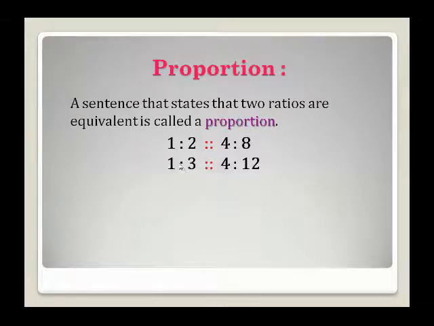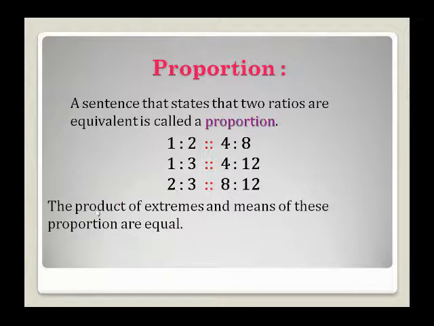Now again, another example, 1 ratio 3 is proportion to 4 ratio 12, because these two ratios are equivalent, so we call them a proportion. Now another example, 2 ratio 3 is proportion to 8 ratio 12. This is also a proportion because these two ratios are equivalent ratios.